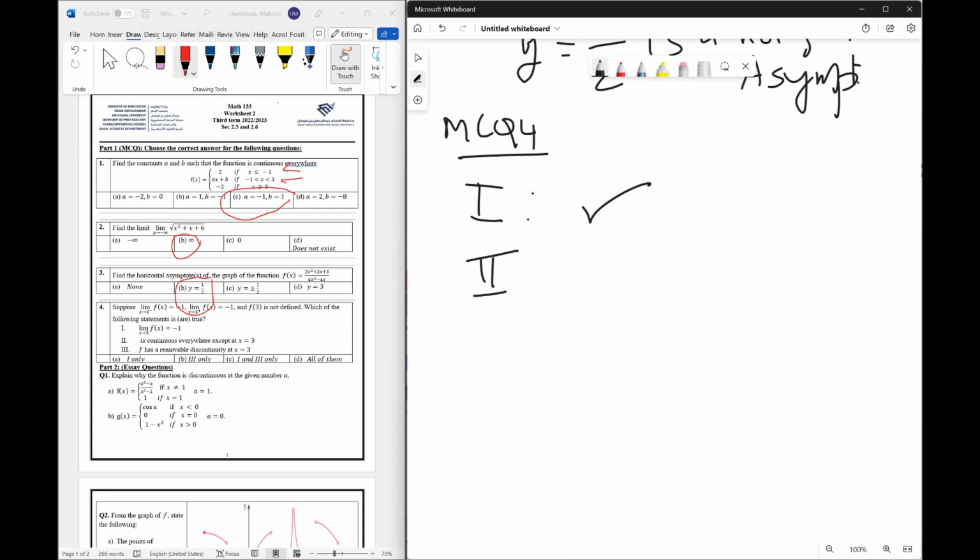Second one, f is continuous everywhere except at x equal 3. We don't know this information, so this is wrong. In general, we don't know. The question is not giving any information about the continuity outside of 3.